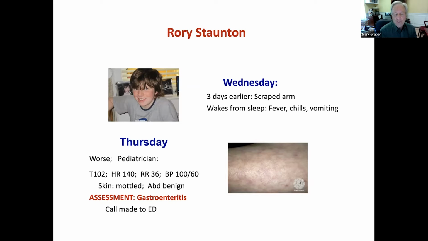His abdomen was benign, which is relevant because the pediatrician, getting this story of a school-age kid who's febrile and throwing up, thought that he had gastroenteritis, the stomach flu. And that's a perfectly reasonable diagnosis given this set of facts. And she recognized that Rory didn't look good, called up the local emergency room. Hey, I'm sending over Rory. Take a look at him. I think he's got gastroenteritis.